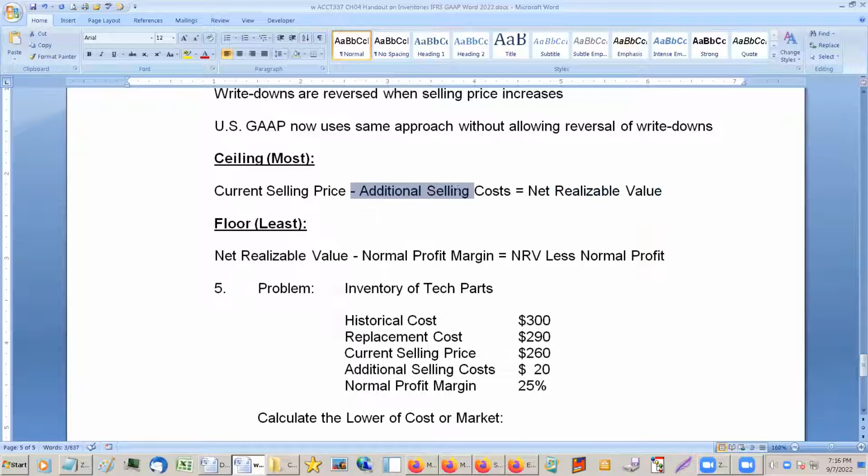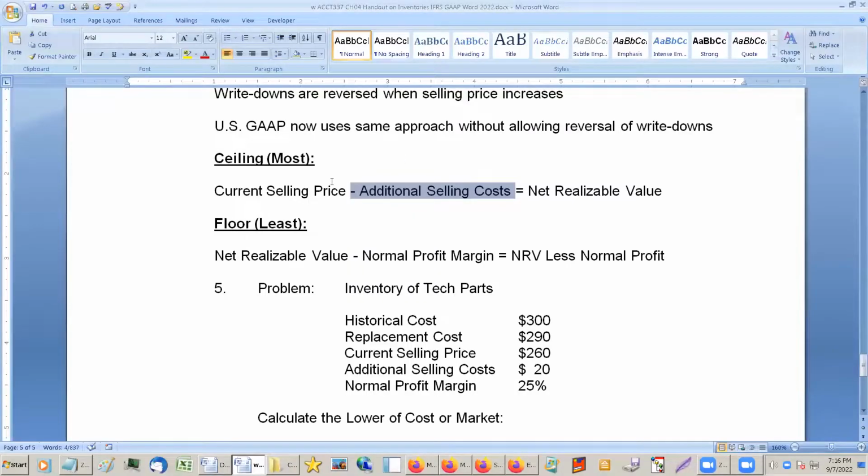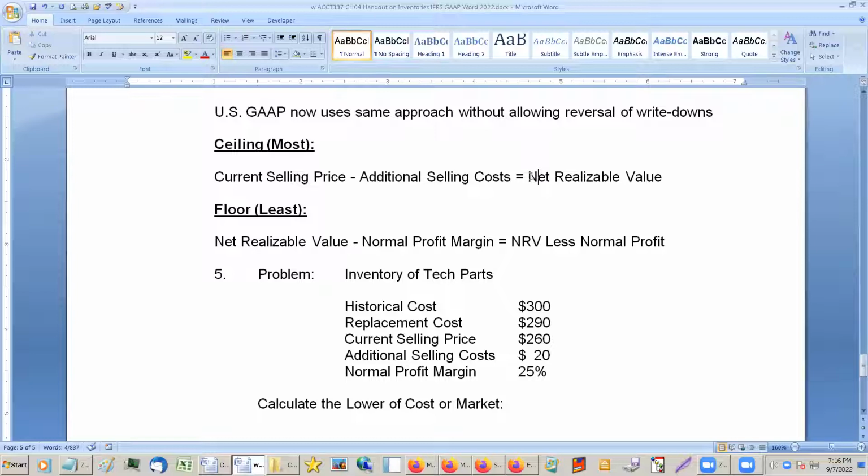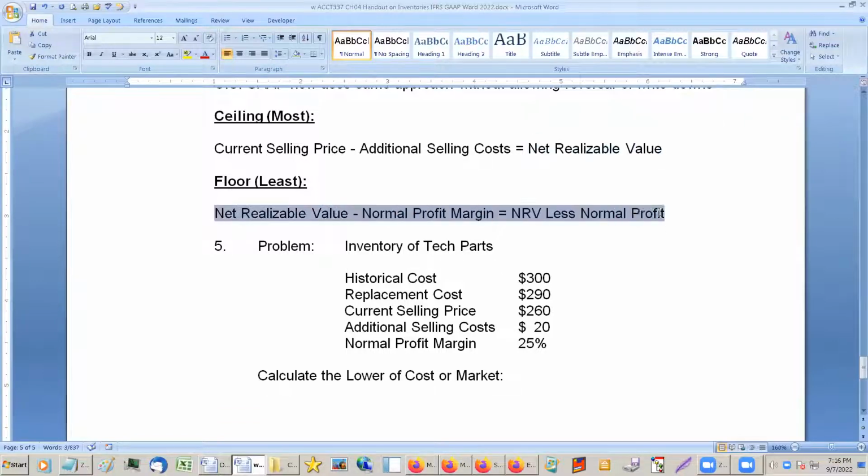Now, there may not be any additional selling cost, but for whatever reason, almost all these problems have an additional selling cost. Real life, I kind of doubt that happens, but anyway. So if there is an additional selling cost, you have to subtract it out, and then get a net realizable value. And that is the most you can have it on your books at. And the least is the net realizable value. So that's what we have up here.